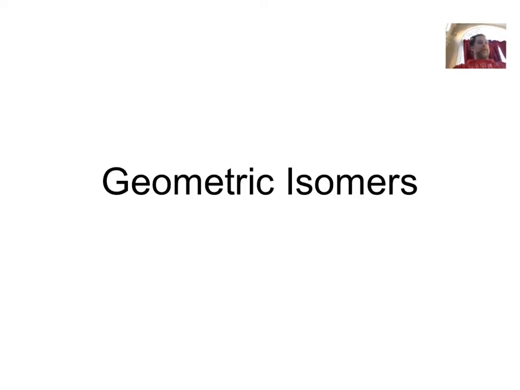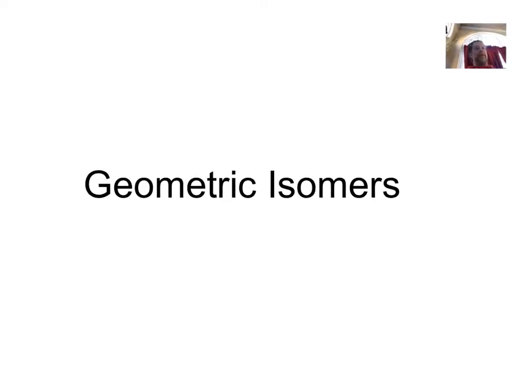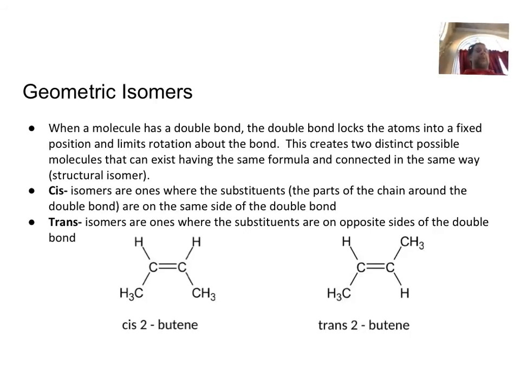So we talked about structural isomers, and now we need to talk about geometric isomers. We did touch upon geometric isomers once upon a time earlier in the school year, and I think that we need to kind of continue our conversation about that. Now, geometric isomers occur when a molecule has a double bond.